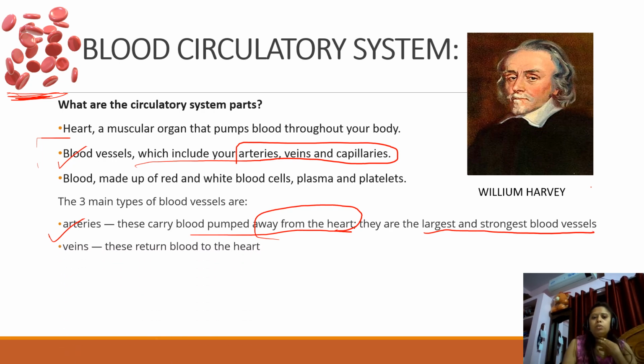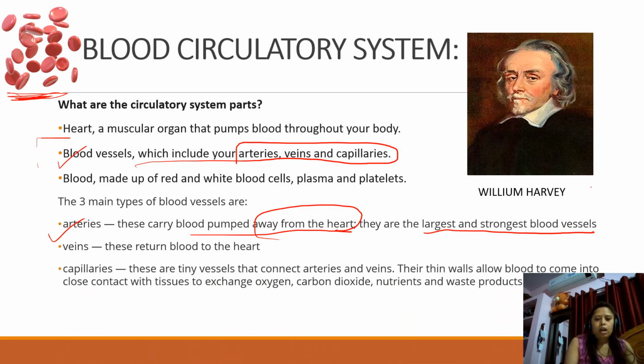And what about the veins? Veins do just the opposite of the arteries. They take blood back towards the heart. This takes blood towards the heart, and this takes blood away from the heart. So we can say the blood comes out through the arteries and goes in through the veins. Just remember this, arteries take blood away from the heart, and veins take blood into the heart.